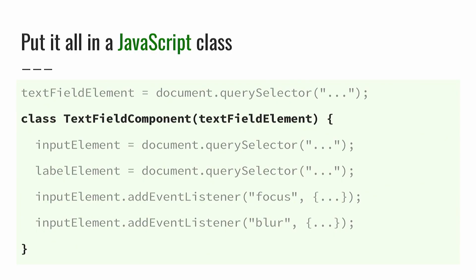So the way we do that is to put all of our JavaScript code into a JavaScript class, which we'll call TextFieldComponent. And the only thing that we leave out is the selector for that very top level div wrapper. And this is so that if we have a bunch of text fields in our HTML, each one of them can have their own JavaScript controller.